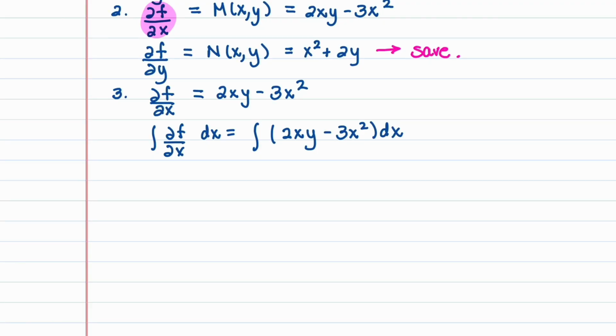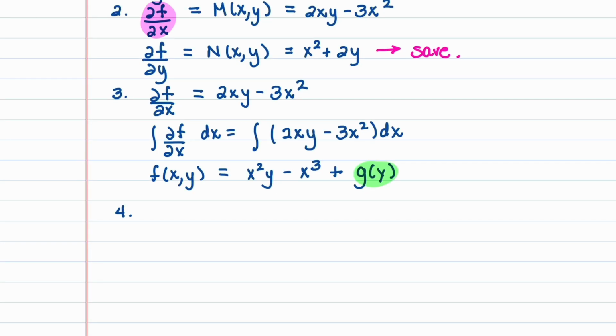On the left, we just get f of x and y. And then on the right, we're integrating with respect to x, so we get x squared y minus x cubed. And then we have to add on an arbitrary constant, but we have to be careful. Our arbitrary constant is not going to be c, it is going to be a function of y, because f is a function of both x and y. I'm going to highlight g of y because that's what we want to find now. And we're going to do that in steps 4 and 5.